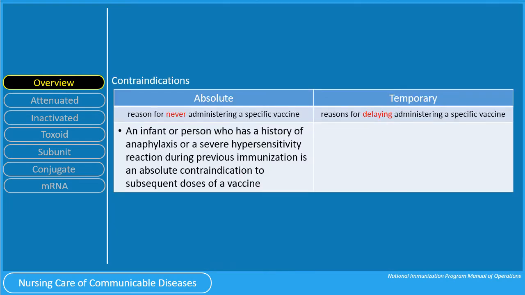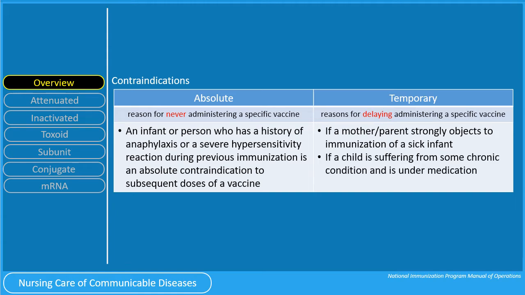Reasons for never administering a specific vaccine are termed absolute contraindications, while reasons for delaying administering a specific vaccine are temporary contraindications. An infant or person who has a history of anaphylaxis or a severe hypersensitivity reaction during the previous immunization has an absolute contraindication to subsequent doses of a vaccine. A mother or parent strongly objecting to immunization of a sick infant is a temporary contraindication. Just ask the mother to come back when the infant is well.